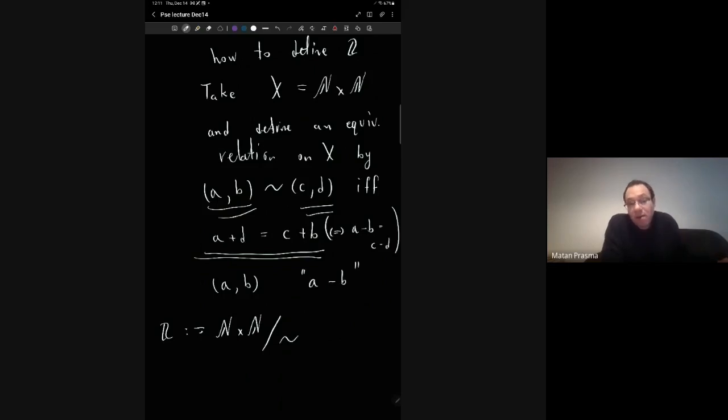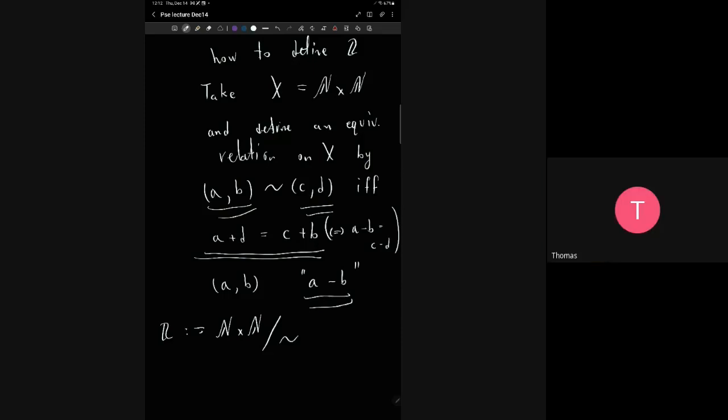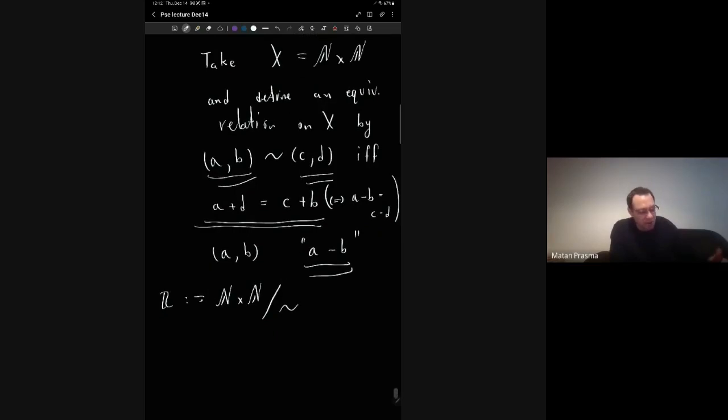Because you have equivalence classes, of course you can represent A minus B in many ways. For example, -1 is 3 minus 4, but also 4 minus 5, and so on. I see. Okay, that's cool. Okay.